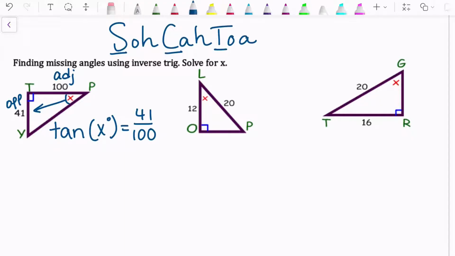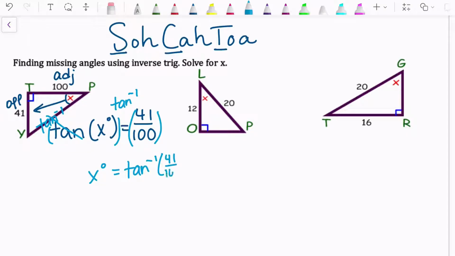Now we need to get the angle out of tangent, essentially. Without going too far in depth here, the opposite operation of tangent is inverse tangent. So if I take the inverse tangent of the left side and the inverse tangent of the right side, I'm left with just X equals the inverse tangent of 41 over 100. Some people, when they know they're looking for an angle, go straight to this step, knowing they're using inverse trig functions because they're missing an angle. And then I'm going to type this into the calculator.